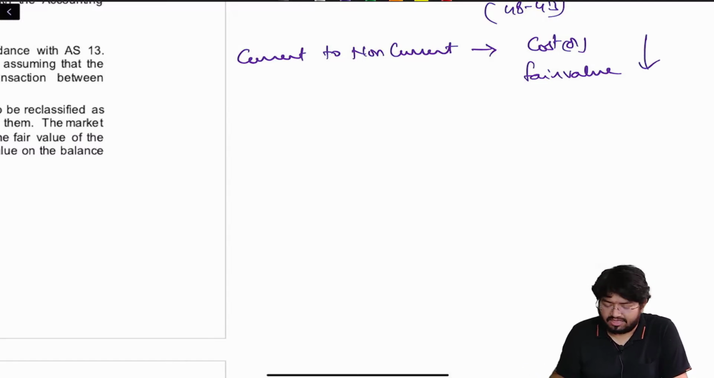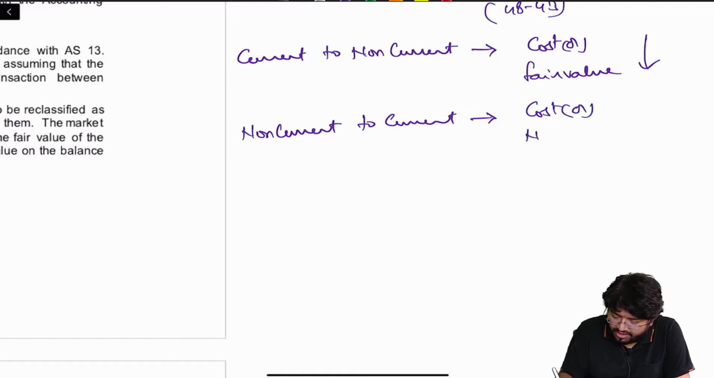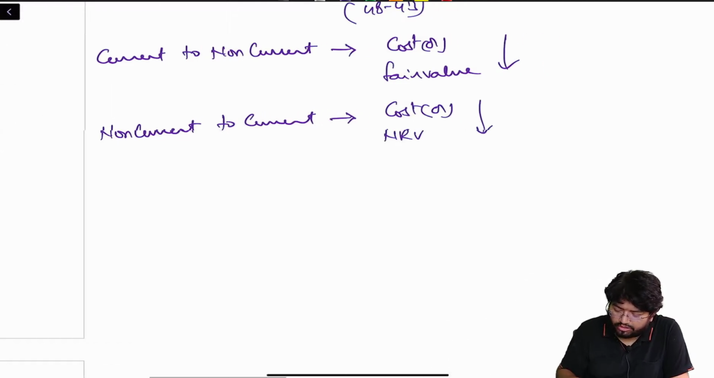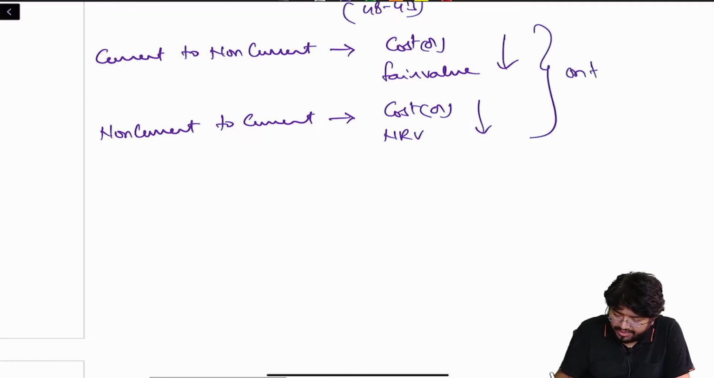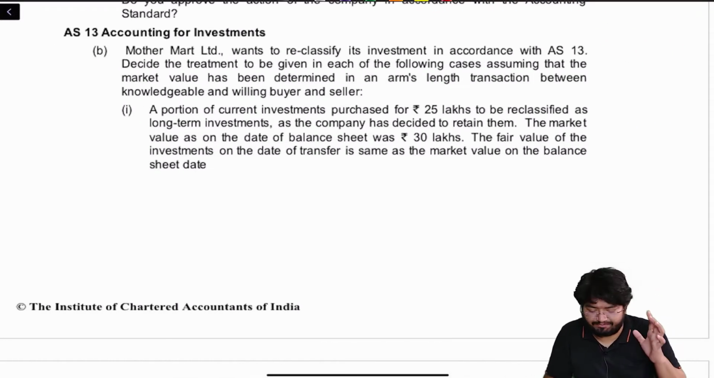Whereas if you are moving from non-current to current, in such a case you are supposed to check these two, cost or NRV, whichever is lower. Both are supposed to be checked on the date of transaction or on the date of reclassification. All right. So this is the basis for you. Now let us see what transactions have happened.